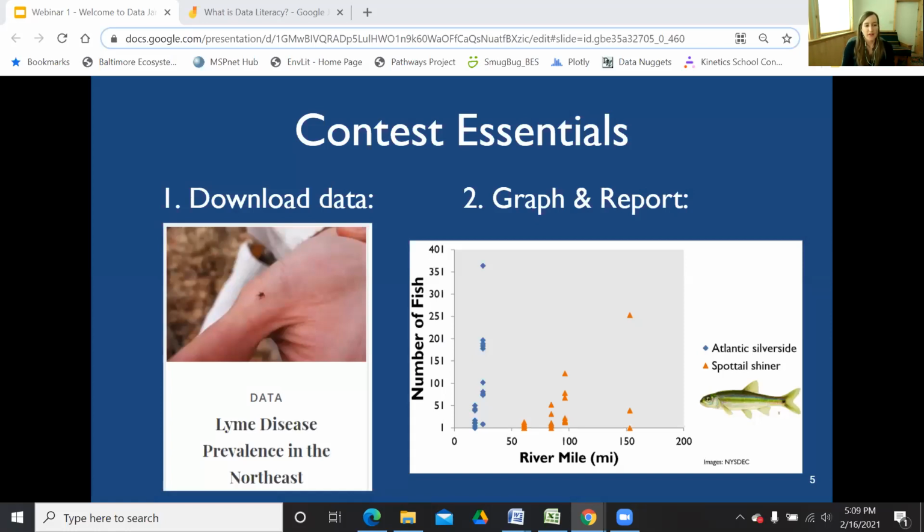A brief overview of the main contest essentials for Data Jam. So the very first step that students are going to take is they're going to pick some data that's interesting and exciting to them. On our website, there are many data sets to choose from, covering many different topics, from air pollution, water pollution, bird migration, fish populations in the Hudson River, Lyme disease ecology, all sorts of things. Once they choose the data they're going to explore, they work independently or with a group to analyze and graph the data to see what kind of patterns emerge and what's going on in the environment.